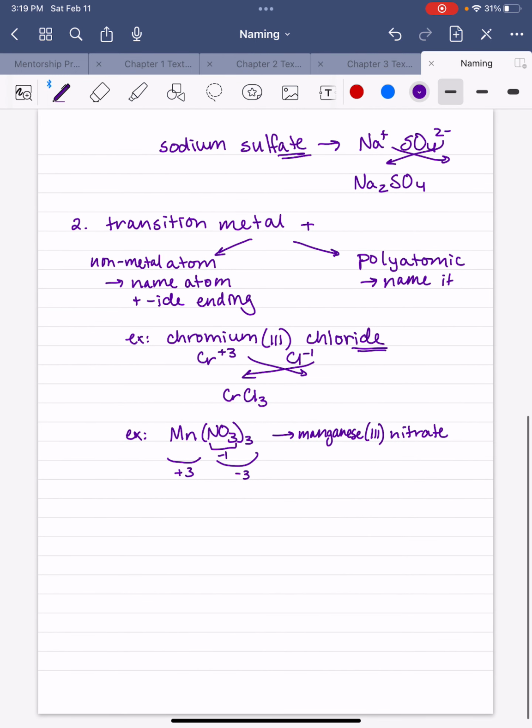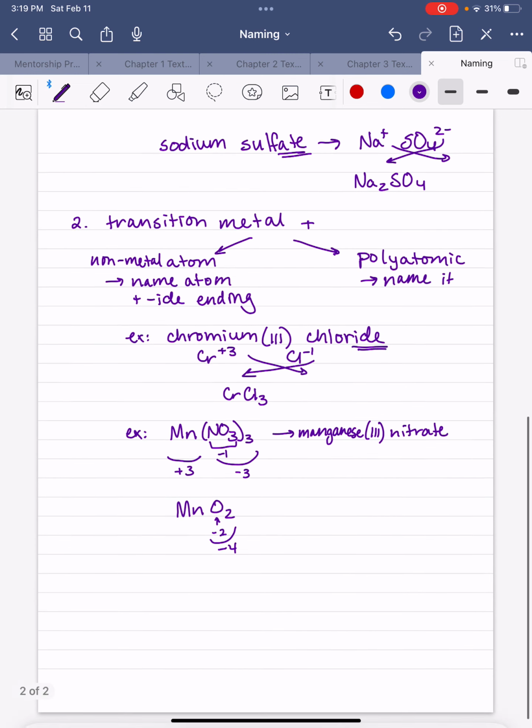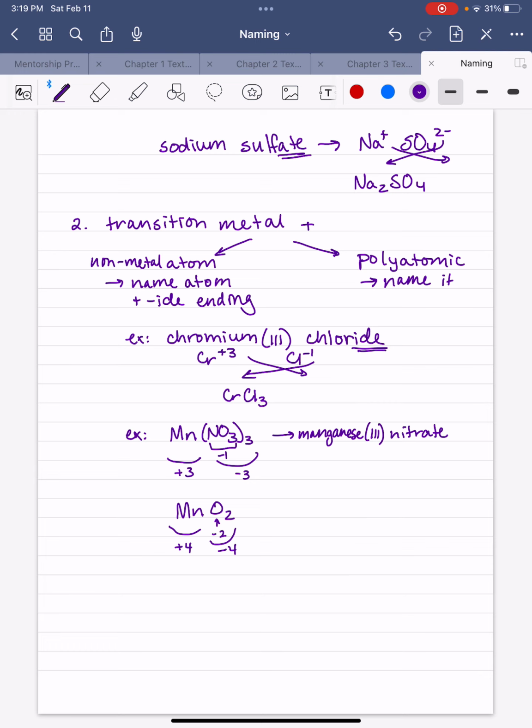Let's see how it's different if we pair it up with just an element. So let's try MnO2. If I have MnO2, I know that oxygen is a -2 ion, and there are 2 of them, so that gives me -4. So that means for manganese, I'll have to have +4. So I'll name this as manganese(IV), which is IV, but if you drew 4 lines, that would also work. And then I'll do oxide, because it's an oxygen atom.